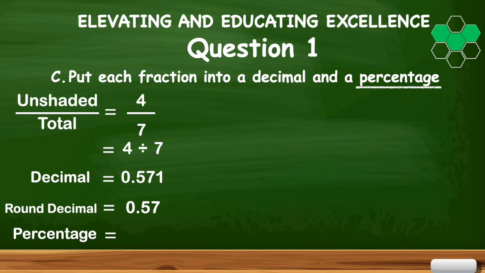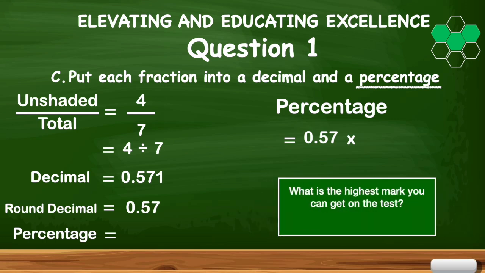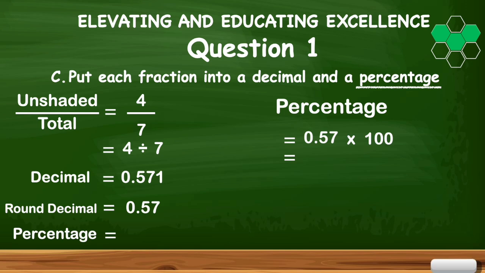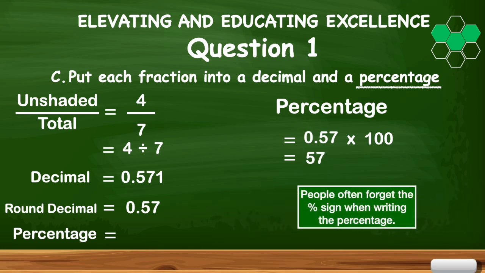So now let's find the percent. So we're going to use the round decimal number. And we're going to multiply it by the answer to this question. What is the highest mark you could get on the test? The answer is 100%. So we're going to multiply that by 100. 0.57 times 100 equals 57. People often forget the percent sign when writing the percentage. So don't forget. So the answer is 57%.